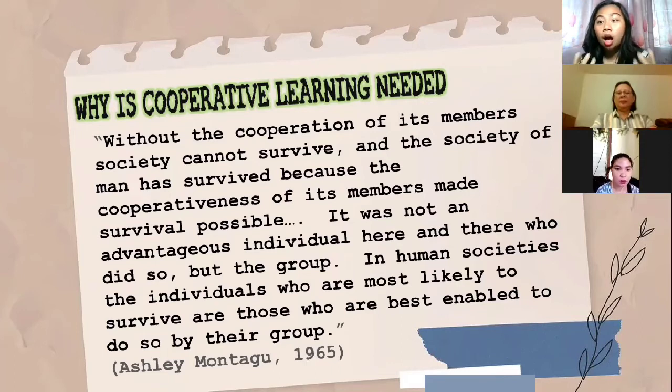and accomplish a task. So it is not just one member, it is not just 2 members, but the whole group working together, and the society of man has survived because of the cooperativeness of its members that made survival possible, that made a task be accomplished successfully.